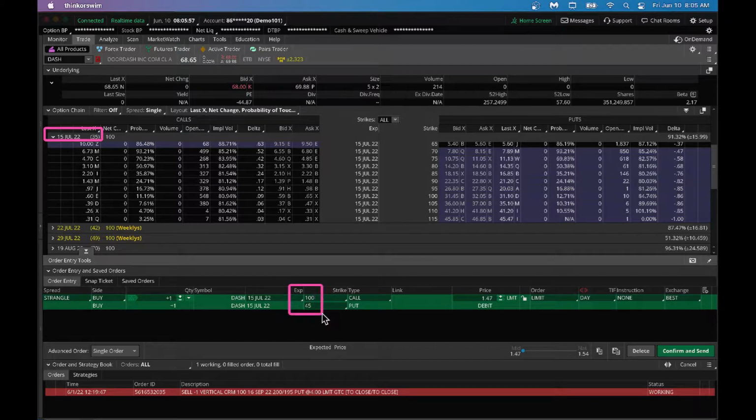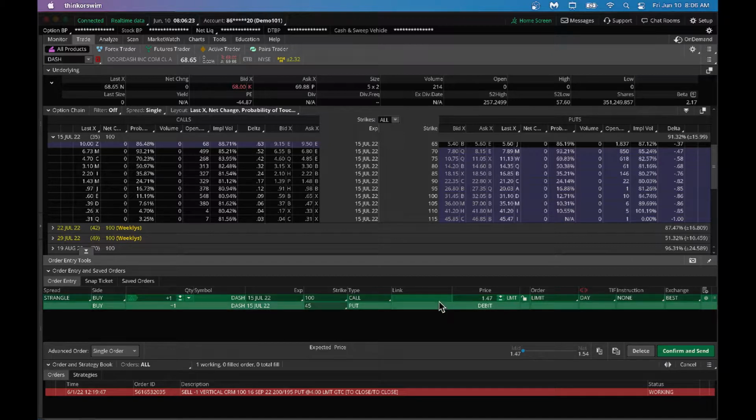With that, I'm selling this strangle. Selling a strangle is nothing but selling a call option way above the current stock price and selling a put option way below the stock price. You want the stock to be between those two prices. You want DoorDash to stay between 45 and 100. Then you'll make money.